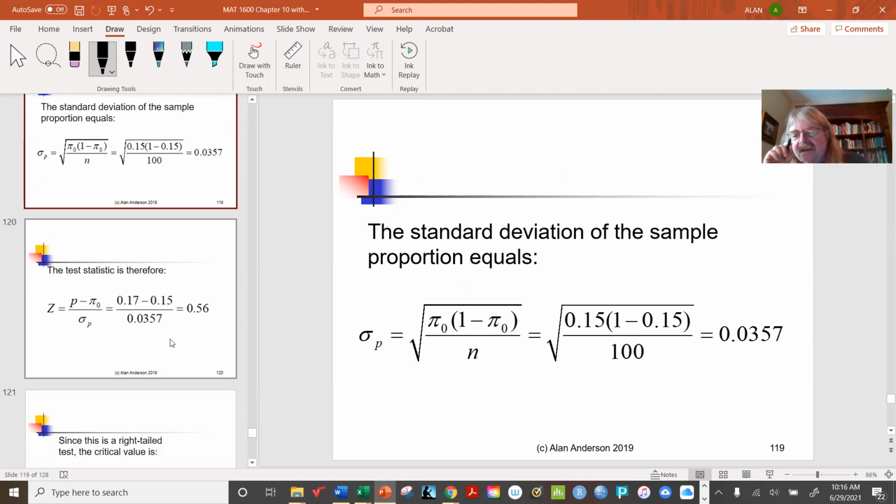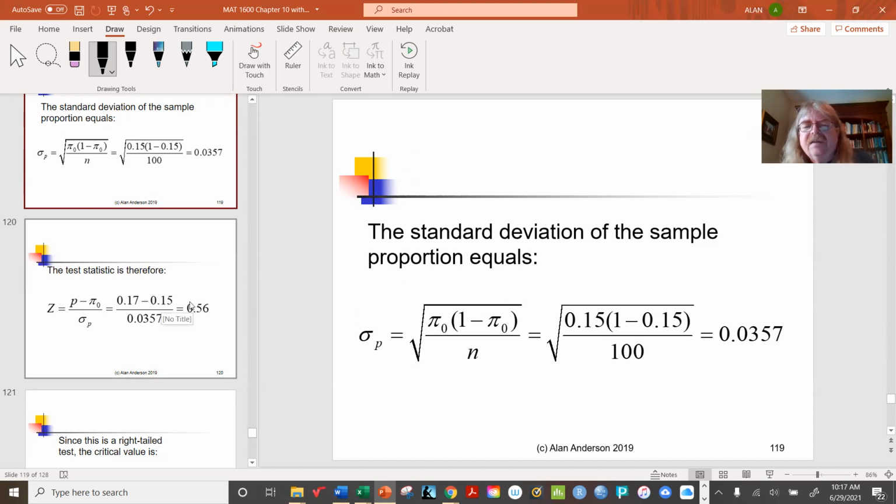So with all that in place, now we can easily calculate our test statistic. Now, I mentioned this yesterday. When you're dealing with proportions, you never use the t distribution. This is guaranteed to be based on the standard normal. And so when you go to your calculator to look for the right function, you'll see that there is no t proportion test.